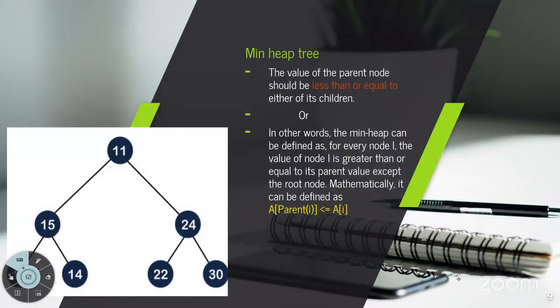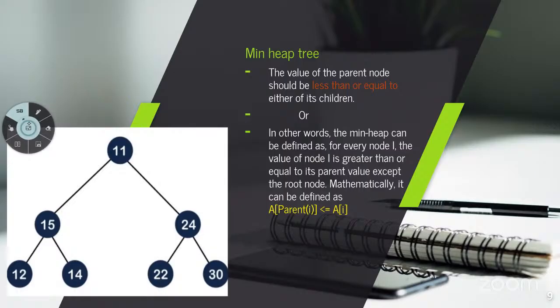The value of the parent node should be less than or equal to either of its children. Reverse, that's it. Reverse, right? Min heap tree.